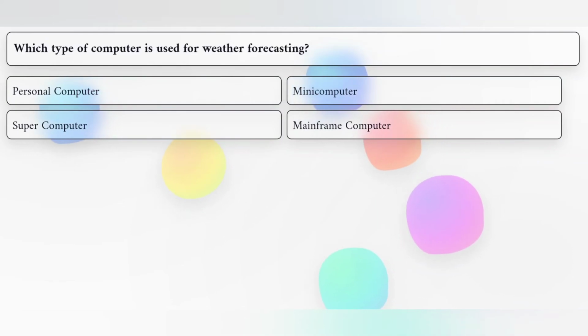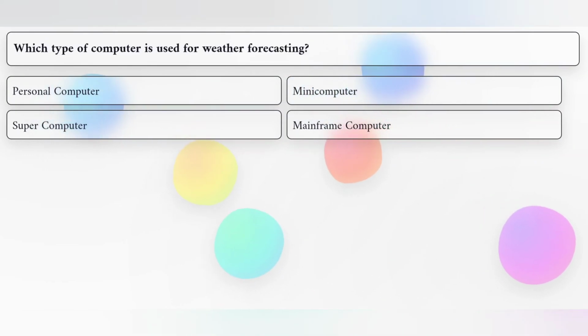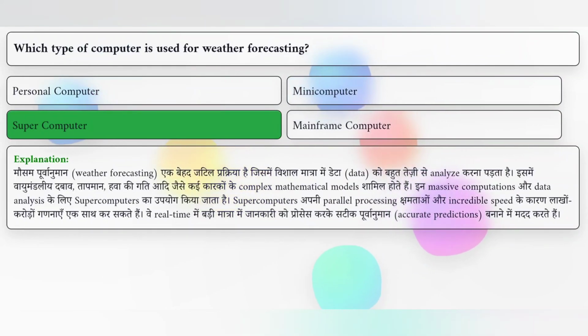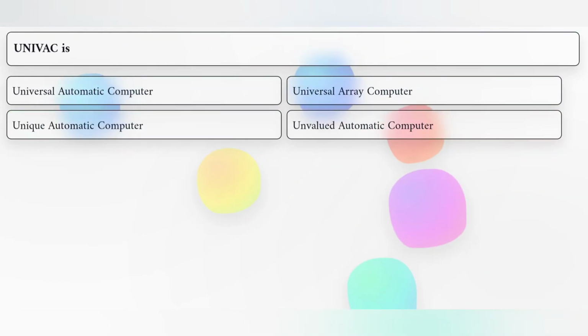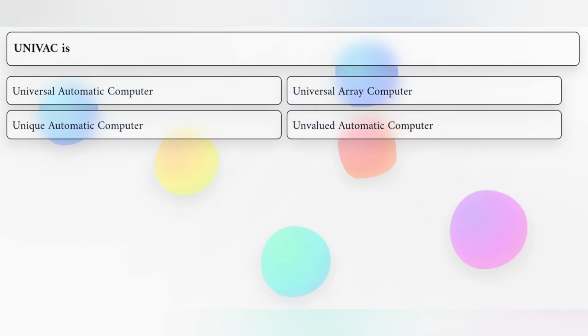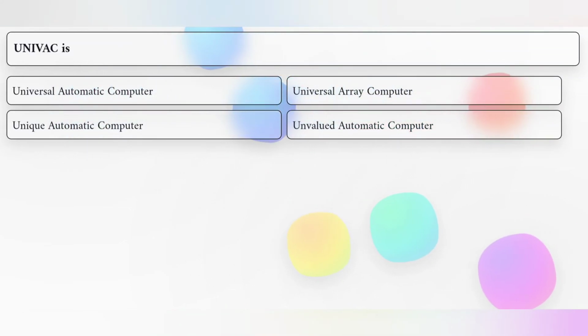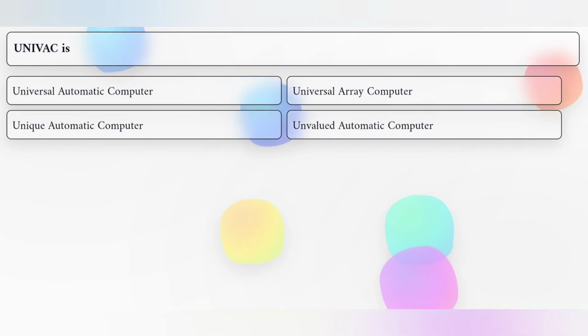Which type of computer is used for weather forecasting? Personal computer, mini computer, supercomputer, mainframe computer. UNIVAC is Universal Automatic Computer, Universal Array Computer, Unique Automatic Computer, Unvalued Automatic Computer.